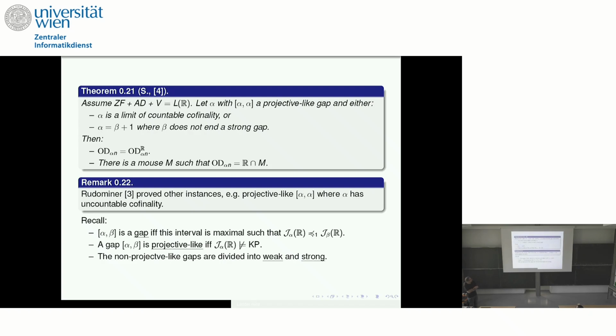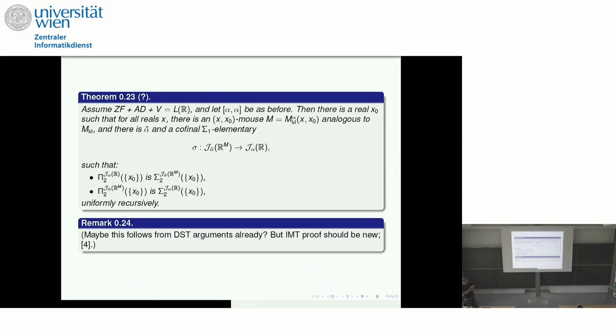As I mentioned, Rudominer proves some other instances: alpha of uncountable cofinality, projective-like; this is where it's countable cofinality. So this result I'm mentioning here, I haven't had time to try to work it out, but it might just follow from descriptive set theory arguments. I'm not sure, but I will talk about a model theoretic proof of this. Okay, so we've got a gap just as before, so countable cofinality or successor, and not the successor of a strong gap.